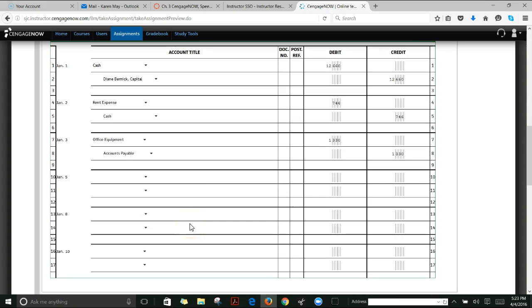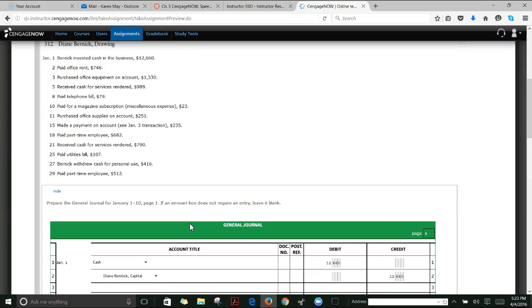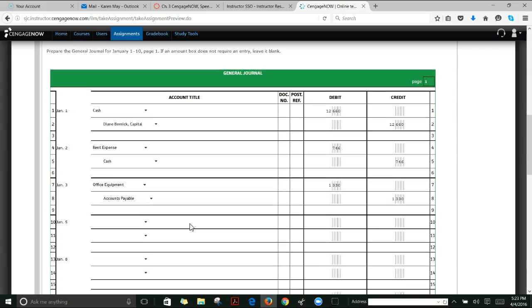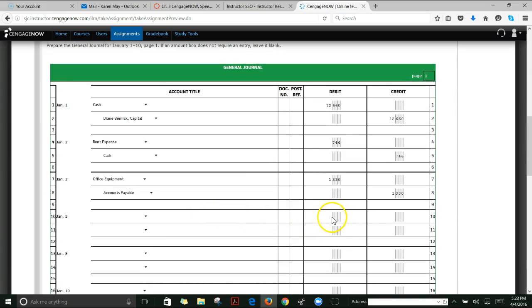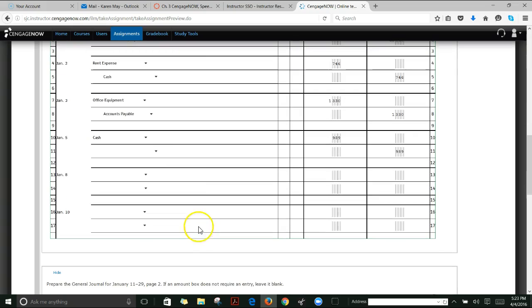On January the 5th, received cash for services rendered, $989. I'm going to go ahead and put that in there so I don't forget the amount. And it was received cash, so I'm going to debit cash, and it was for services rendered, or consulting fees, is the name on our chart of accounts.